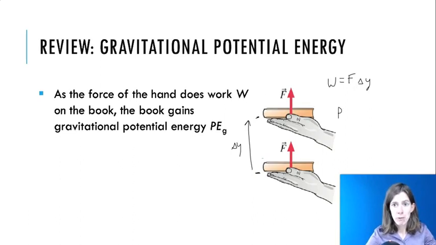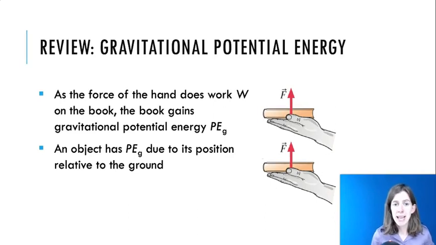If you remember from Physics 1, the gravitational potential energy equals mgy. And the y here was the height relative to some reference position. So you could say y equals 0, and then you have done work on it, and now it has gained gravitational potential energy. Just to review, an object has gravitational potential energy due to its position relative to the ground or relative to some kind of reference point.